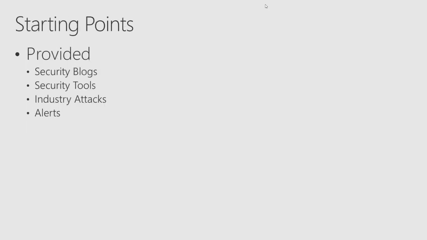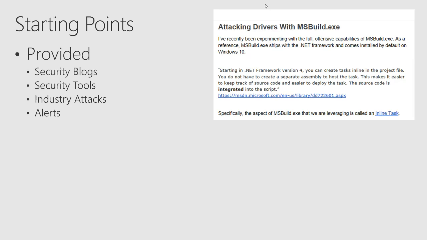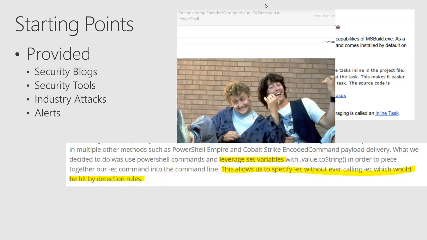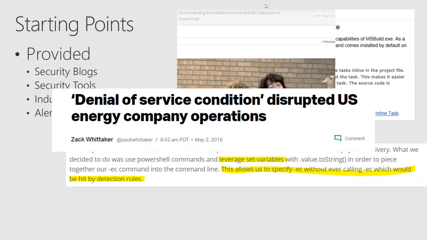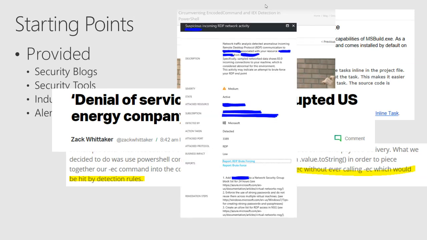So a couple of things as we're talking about starting points. Generally, we identify things through security blogs, or through security tools that do some type of attack like PowerShell Empire. We learn about industry attacks, some denial of service hits, in this case on energy companies, or we have good old alerts. And obviously there are many other things in between. I think this is a great starting point, and this is where people need to focus.